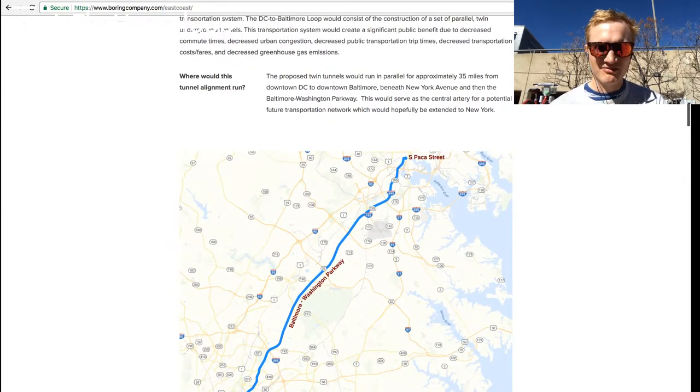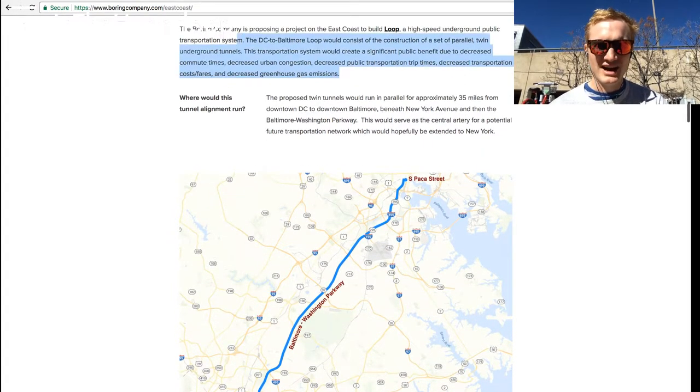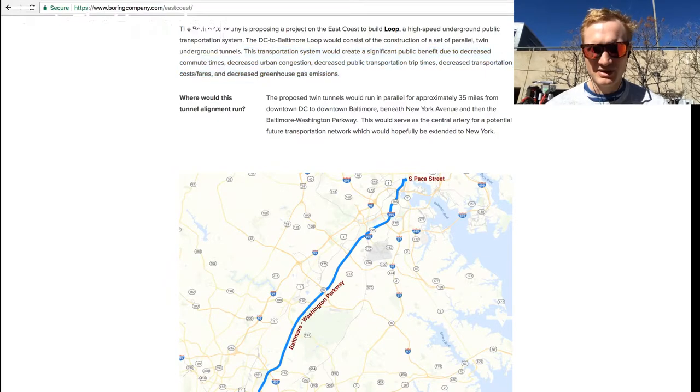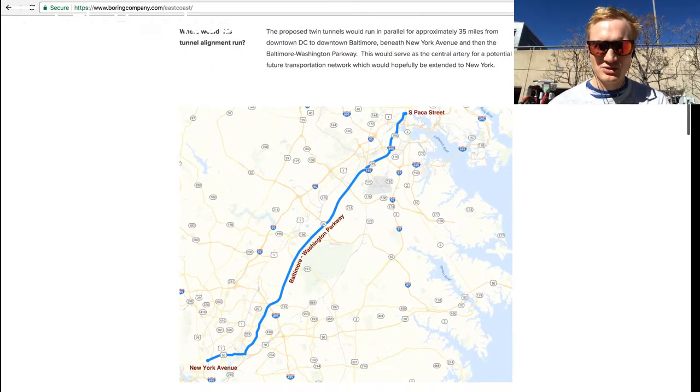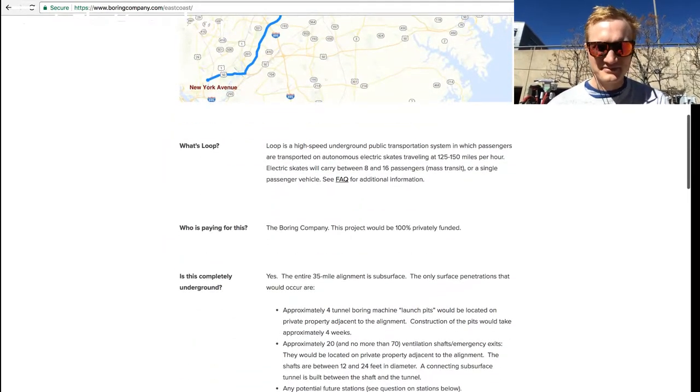They go into details about why this is important: decreased commute times, decreased urban congestion, decreased public transportation trip times, costs, and decreased greenhouse gas emissions. The alignment is pretty much where they've been planning all along, the Baltimore-Washington Parkway, 35 miles, and this will be the first segment that will eventually extend to New York City, which is exciting.